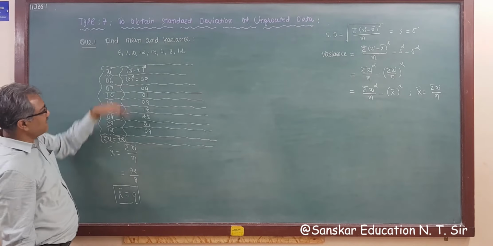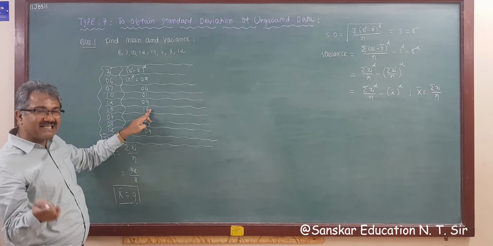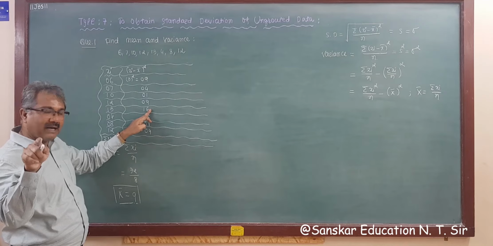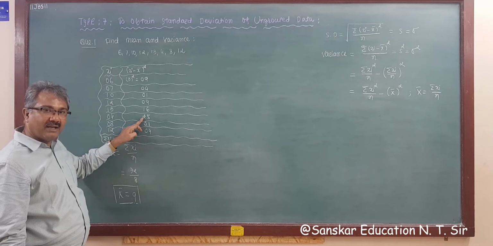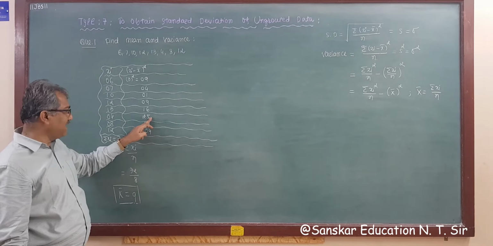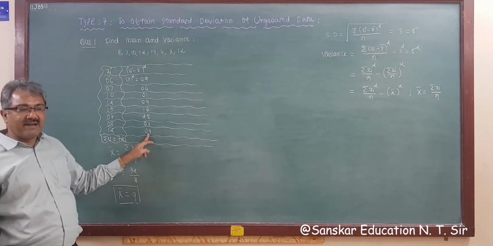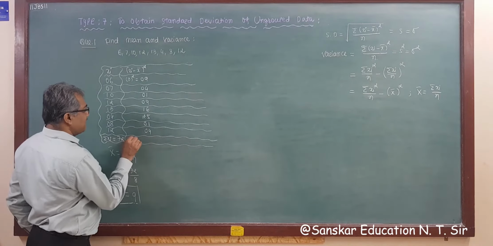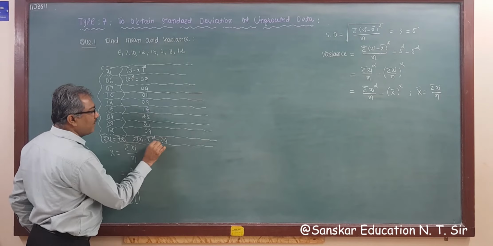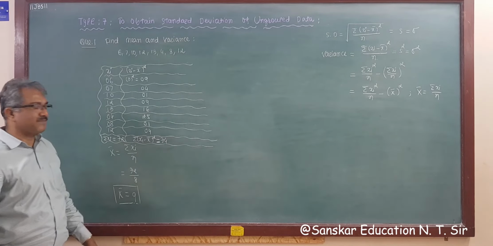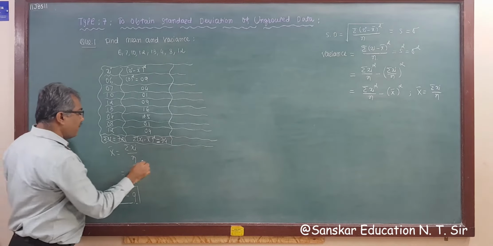Right? So now the sum of this: 9 plus 4, 13, 14, 23, 29, plus 10, 39, plus 20, 59, plus 5, 64, 65 and 9, 74. So the sum, that is sigma xi minus x bar whole square, is equal to 74. So this is finished now. So now variance.